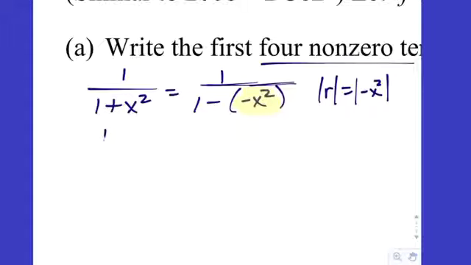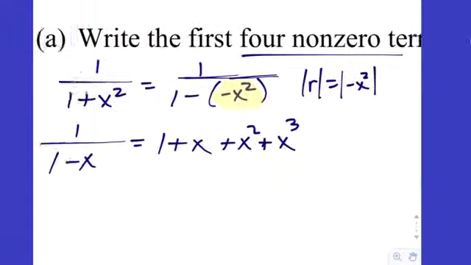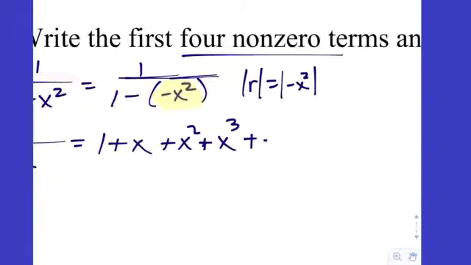So let's go ahead and write out our geometric series. 1 over 1 minus x. It's 1 plus x plus x squared plus x cubed. There's the first 4 non-zero terms. Plus yada, yada, yada. Plus x to the n plus yada, yada, yada. So make sure that it's pretty, right? 3 ellipsis points is all you need.